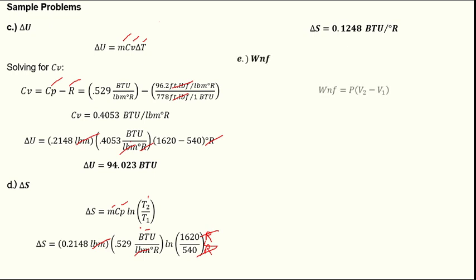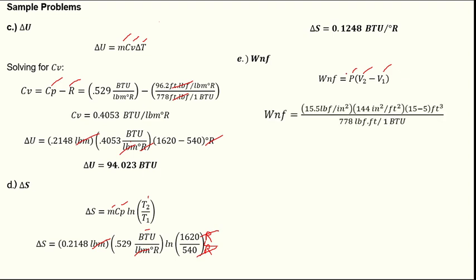Now, solving for the work non-flow, we have a formula of work non-flow is equal to P times V2 minus V1. Meron ba tayong V2? Meron din tayong V1 at the same time given yung pressure which is constant. Pressure natin is 15.5 pound force per inch squared. So, kailangan natin na in terms of feet squared. So, convert natin. 144 inch squared is equal to 1 feet squared. V2 natin is 15. V1 natin is 5. Unit niya is cubic feet. Then, itong sa ilalim is just a conversion. 1 BTU is equal to 778 foot-pounds. So, cancellation of units. Cancel to.